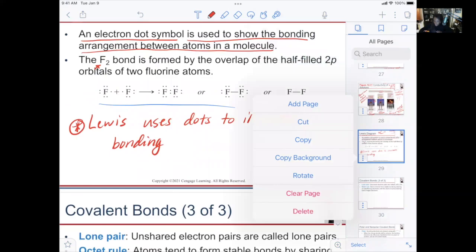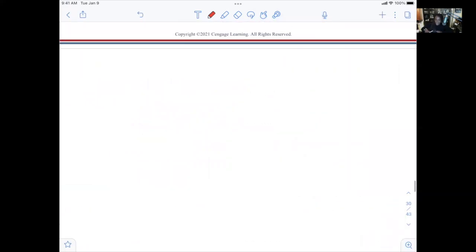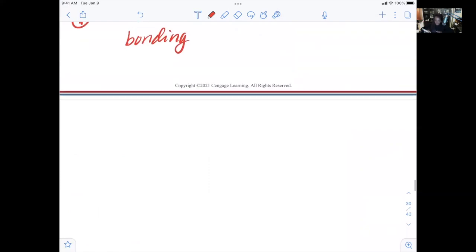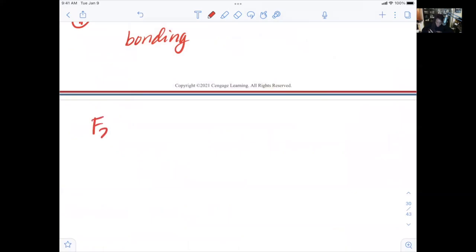Let me go ahead and add a page here. It's been a while, y'all. I'm a little rusty on this, but, together, when I say together, I mean I'm trying to encourage myself. We'll figure it out, okay? So right here, we got F2 down here.